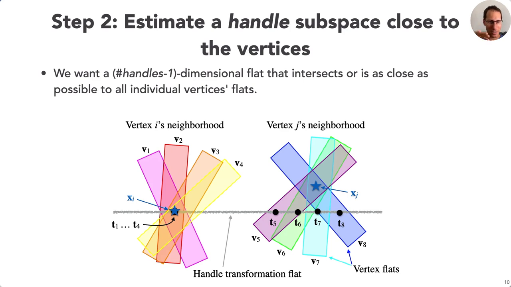That handle dimensional flat, that's where our inverse rig will live. So if we can do that, then we've succeeded. And if we can't do that, then maybe we can minimize the distance between this handle transformation flat, the space where the handle transformations lie, and each of these individual vertex flats.